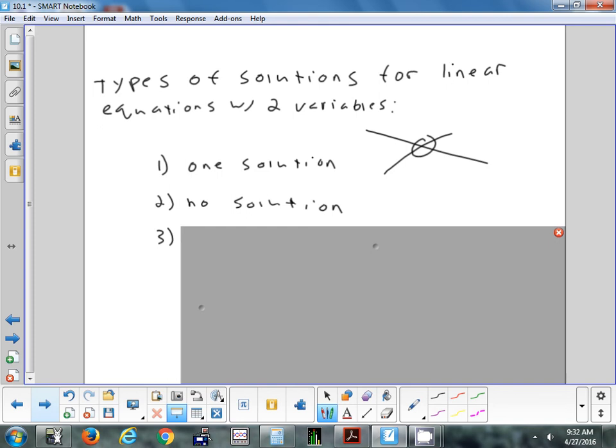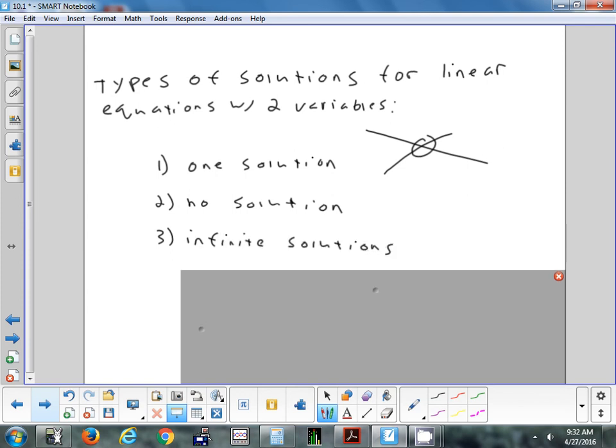Yes. How can lines cross multiple times? They're parabolas or something like that? Well, they're lines, so they're not curved. It'd be infinite, right? Because they'd have to be on top of each other. Right. It'd have to be the same line. Two lines right on top of each other cross infinitely many times, so you have infinite solutions.